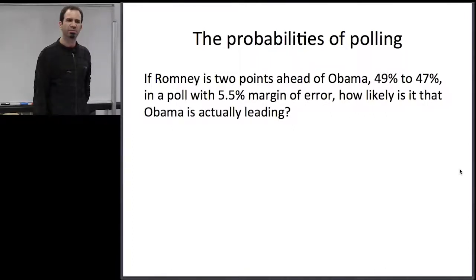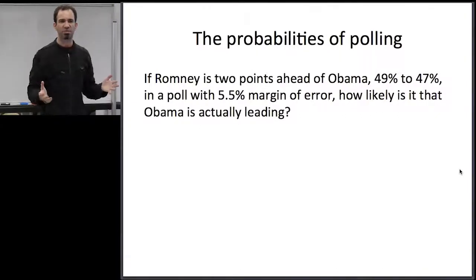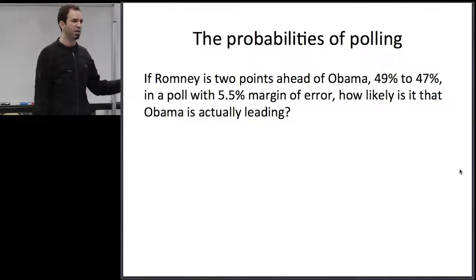5.5% margin of error, what does that mean? Generally it's the 95% confidence interval, plus or minus 5%, which means two standard deviations. It's a measure of how often you expect the real value to be within plus or minus 5.5% of 49%, that range. So what would that be, 43.5 to 54.5, 95% of the time. In fact, sometimes they'll say it: margin of error is plus or minus 5.5%, 19 times out of 20. 19 times out of 20 is 95% of the time. That's the 95% confidence interval.